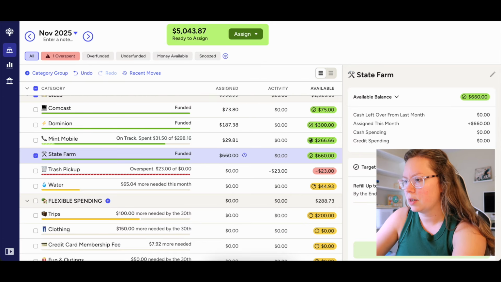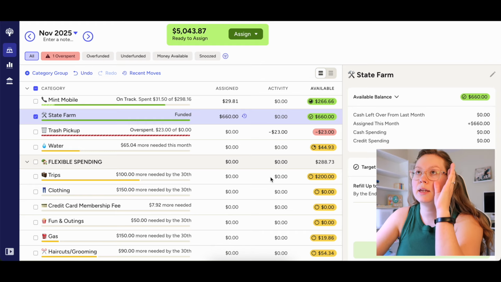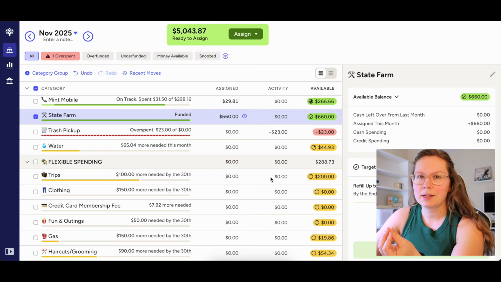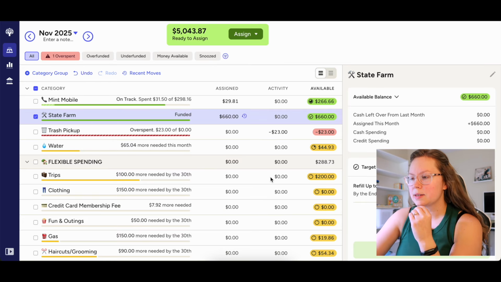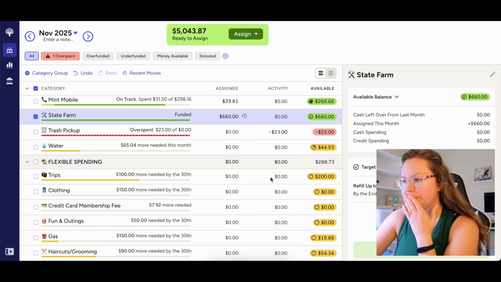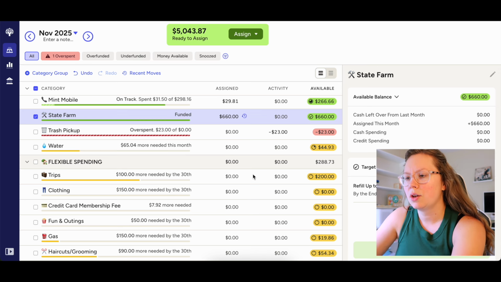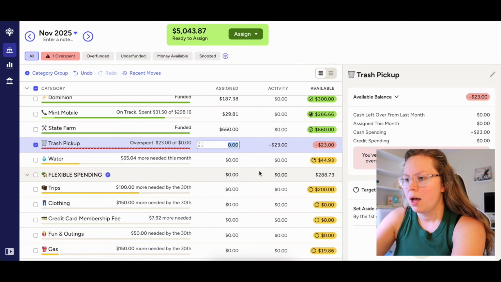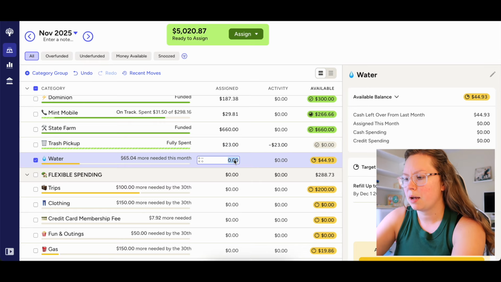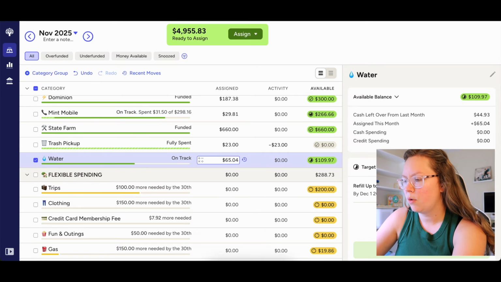So anyway, it's $660, and that does include a savings thing that we have, so that's not all insurance. I think $250 of it goes to a savings account. Trash pickup is $23. Water is a bi-monthly thing, so $65.04.